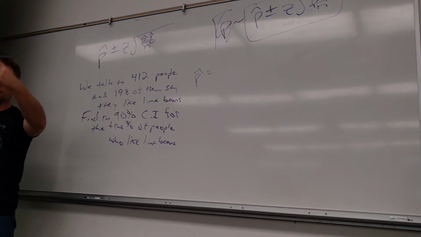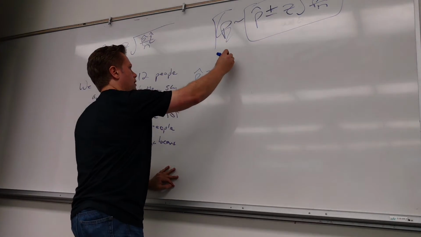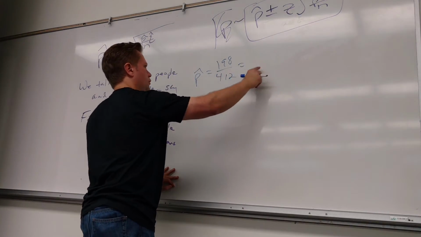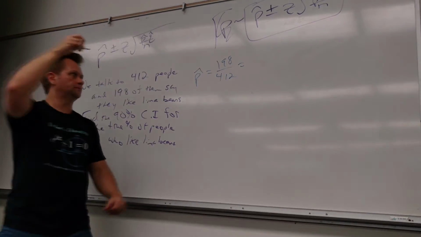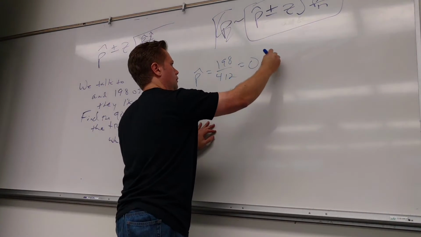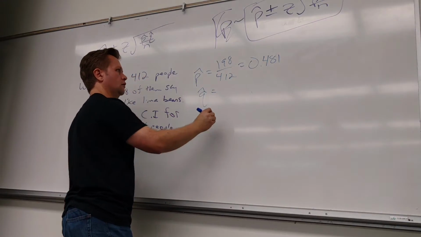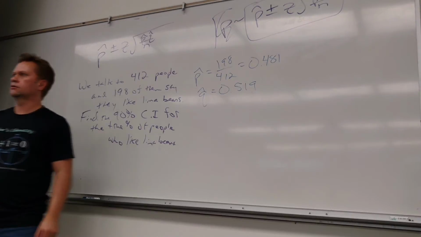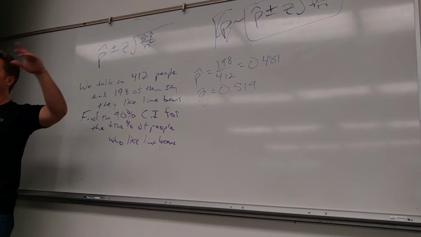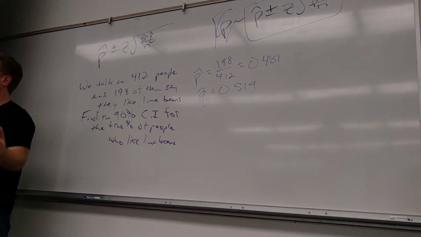They're going to tell you the total, and they'll tell you the people. So what is 198 divided by 412, rounded to 3 places, at least? 0.481. So what's q hat? 0.519. I like it. This is 1 minus that. Whatever the p is, you do 1 minus it to get the q.